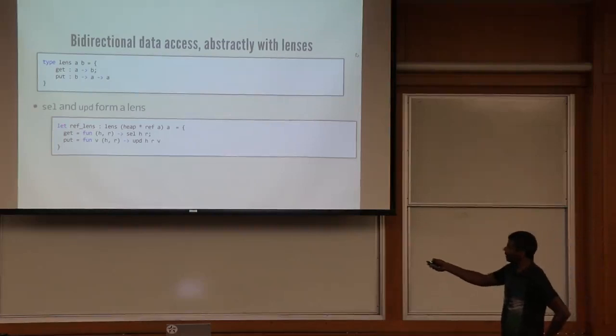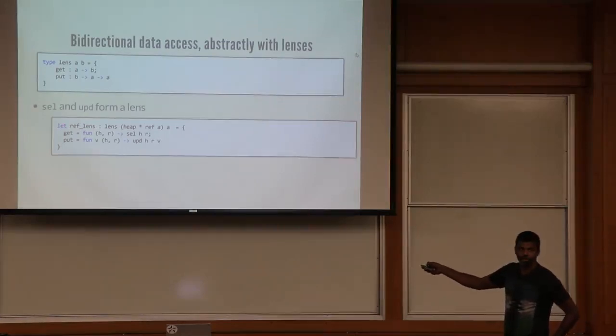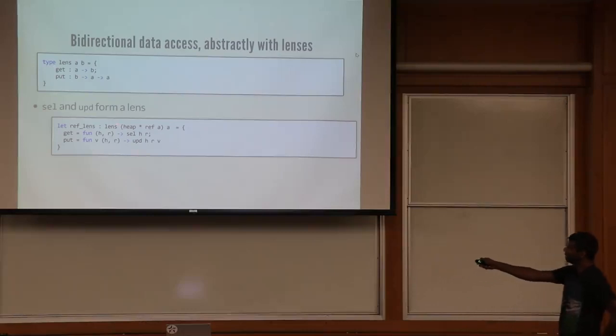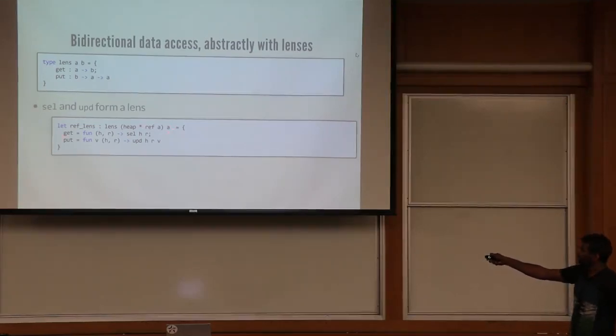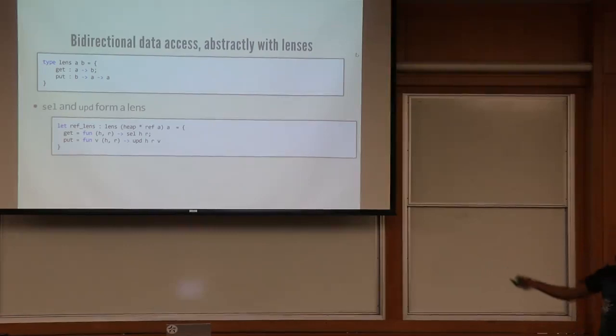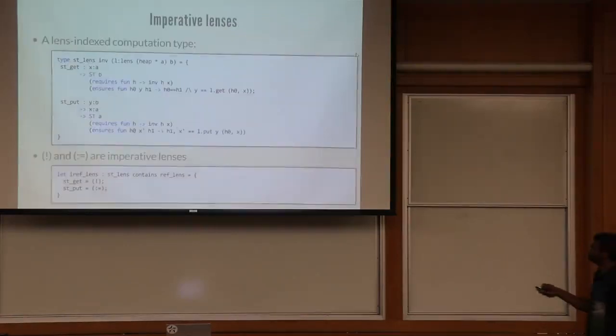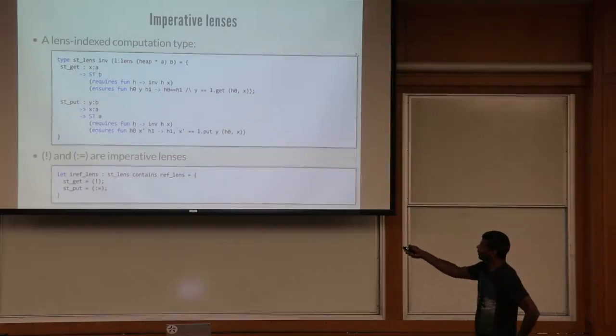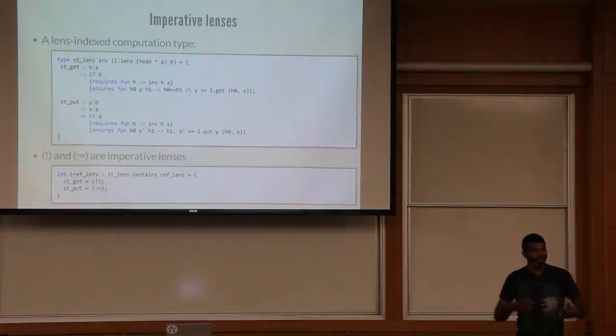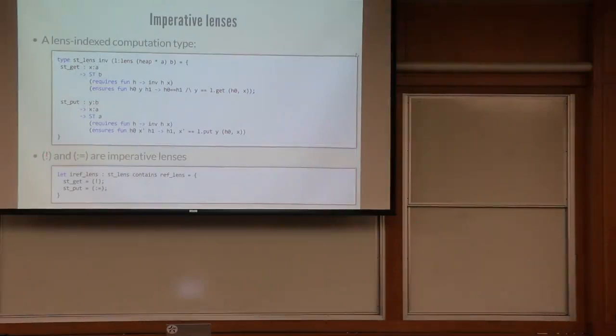But select and update, the two functions that I showed you on heaps, also form a lens. If I have a heap and a reference into that heap, I can project out the value of that reference. So the getter is a projector for the heap, and the putter is the update function. So select and update form a lens. And these mutable versions, the imperative operations, bang and assignment, are also kind of lenses, but they do destructive updates, the assignment does.